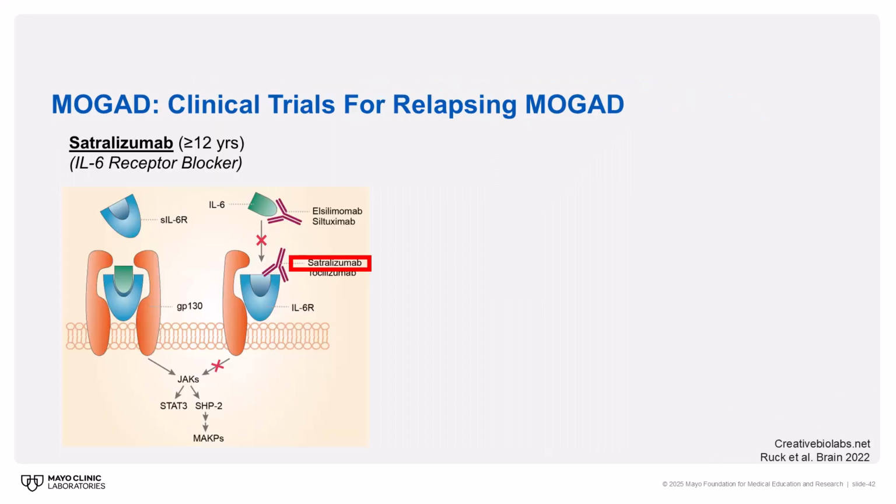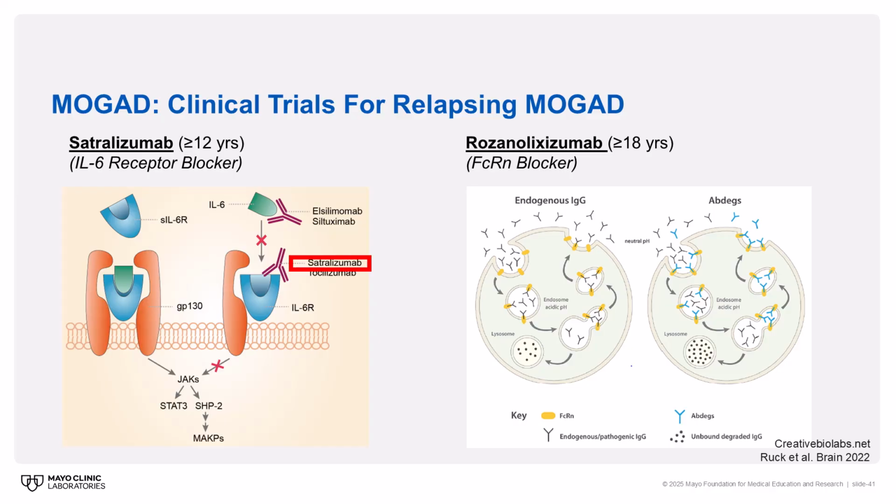MOGAD, we're a bit behind the NMO in that we don't have any proven treatments thus far, but there are clinical trials available for relapsing MOGAD. The first one is satralizumab, which targets the IL-6 receptor blocker. And then the second one is rozanolixizumab, which blocks the FcRn, the neonatal Fc receptor, and this tends to prevent antibodies from recycling back into the system and targets them for depletion, so it's almost like a plasma exchange type treatment.